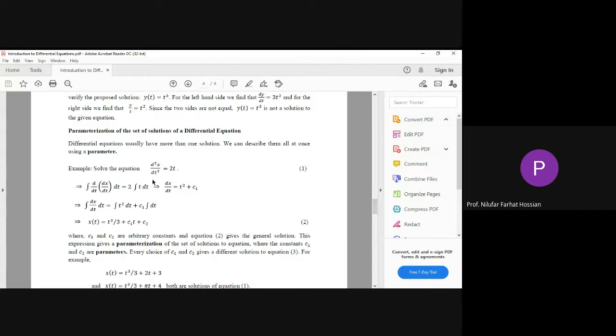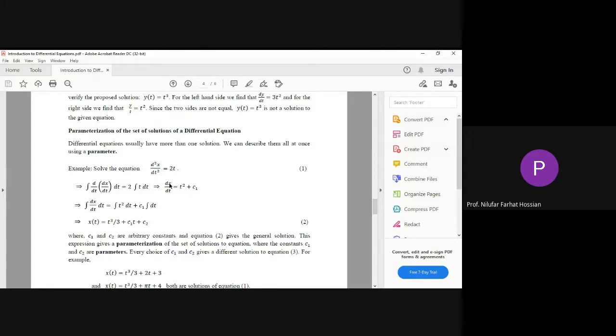So 2 into the integral of t dt. After integration, this is a derivative and this is an integration, so ultimately it will give you simply dx by dt, because d dt means differentiation and the integral of dt means integration. Differentiation and integration are inverse processes, so they cancel each other. Dx by dt, after integrating, will be t square by 2. So 2 cancels out, just t square plus C1, the arbitrary integration constant.